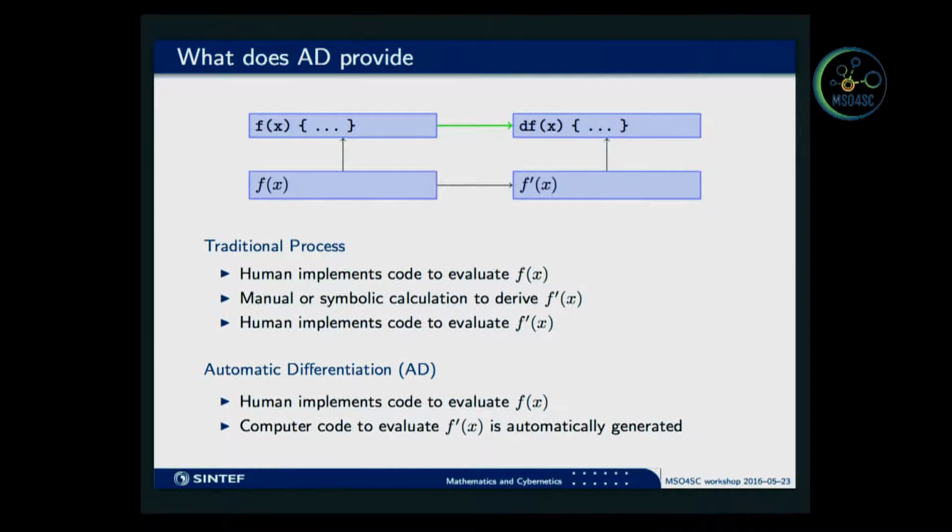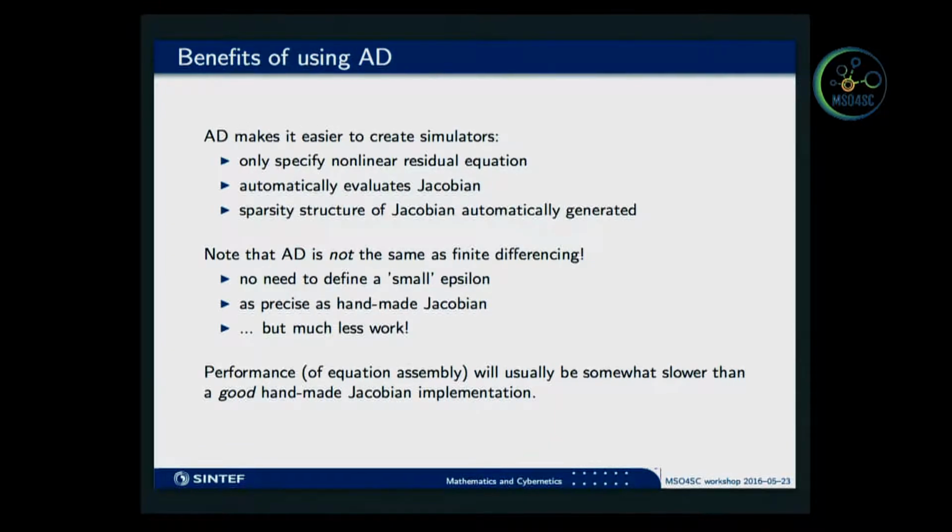It's really nasty and very easy to make a mistake, either in the symbolic derivation or in the implementation, especially in the implementation. So with AD, you implement code for the residual, but then you get the derivative, the Jacobian, for free. It's automatically generated. This makes it easier to create simulators because you only specify the nonlinear residual and you automatically get the Jacobians. You can also automatically get the sparsity structure of the Jacobians, depending on the type of AD you're using. It's not the same as finite differencing. You don't need to define an epsilon or something. You get the same precision as a handmade Jacobian, but with much less work.